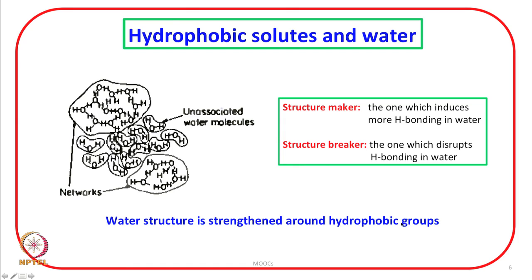Now, this disruption of water structure or strengthening of water structure, let us try to think what will be the effect of these changes in structure of water on thermodynamic quantities. Suppose the water structure is strengthened. Water structure is strengthened means hydrogen bonding is strengthened in water.